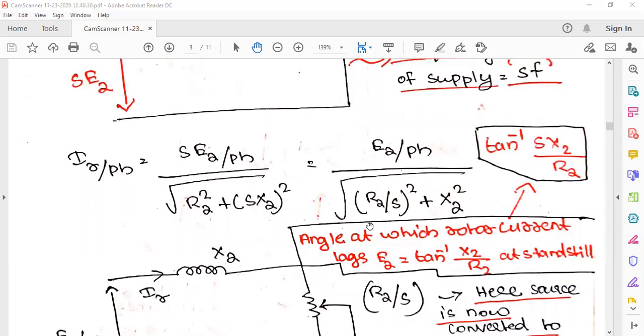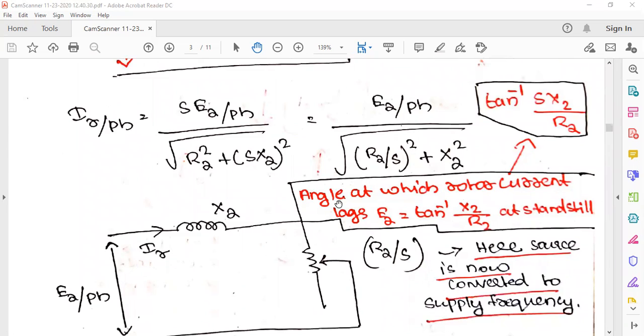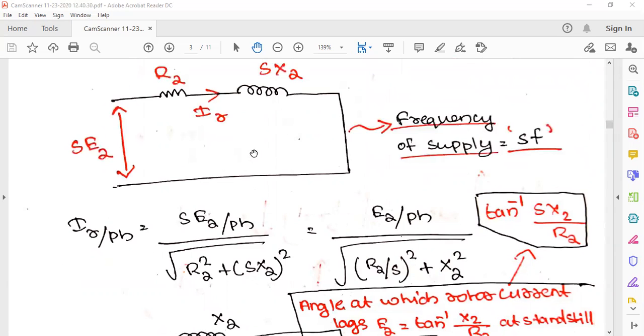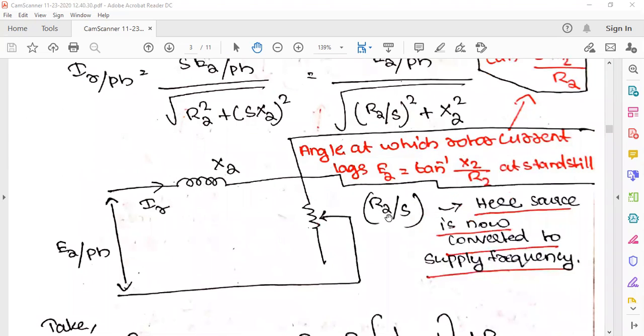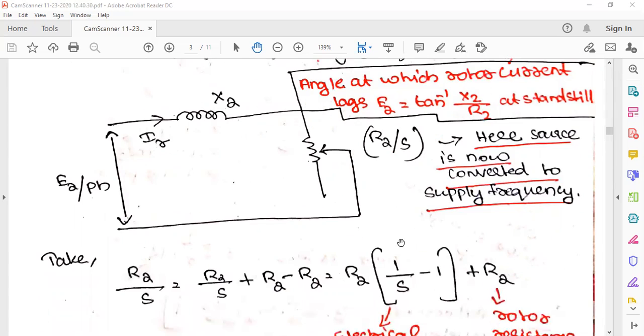Because we are doing this to convert the source to supply frequency. Earlier in this equation it was the slip frequency. Now by taking S common and making R2 by S, we have converted to supply frequency. So this is the same only. So this will be E2 per phase, IR, X2 and R2 by S.